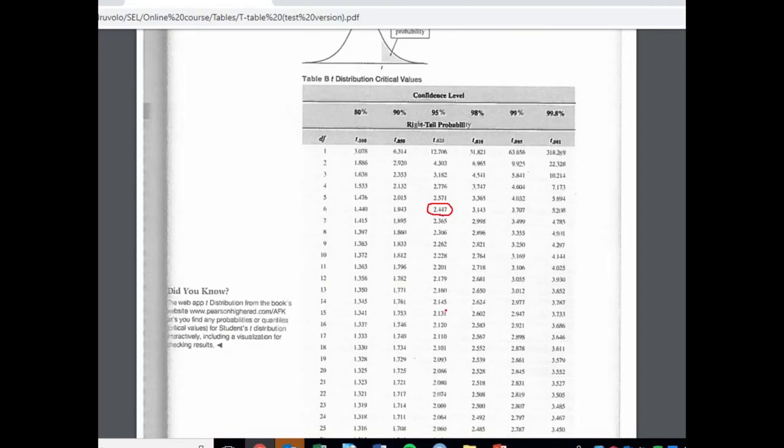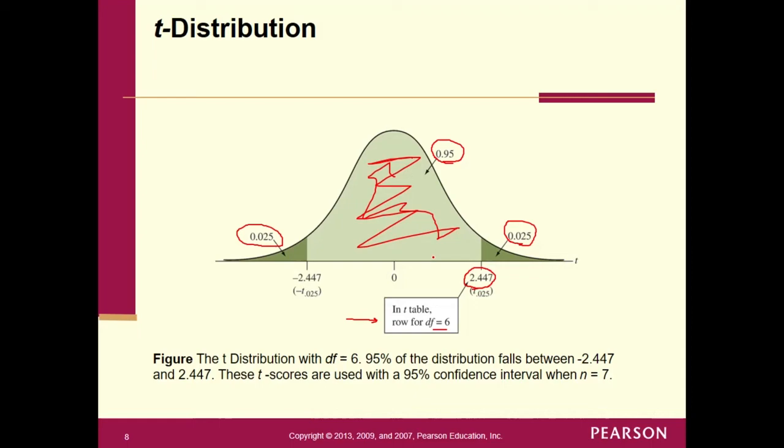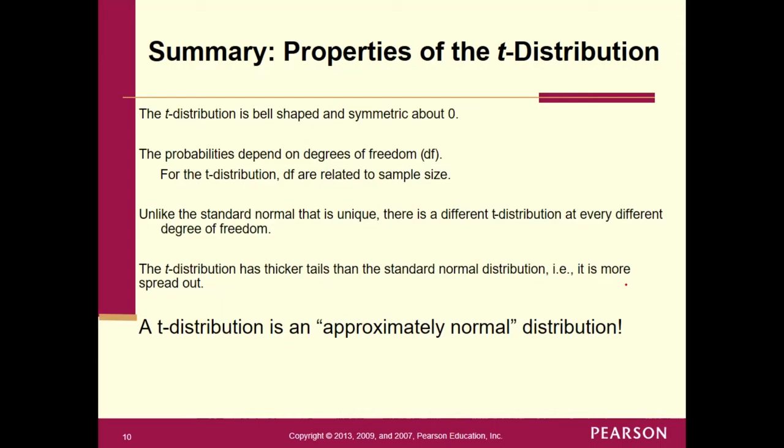So that's basically what's going on here. Notice that this t table doesn't give you the negatives, and the reason why is because it's exactly the same on the other side because it's perfectly symmetrical. So you've got a negative 2.447, and you've got the same area here as you do over here. So it'd be kind of redundant to show both. The last thing, again, I want to stress this, is that a t-distribution is an approximately normal distribution. That's the last note with regards to the t, or I should say a family of t's.